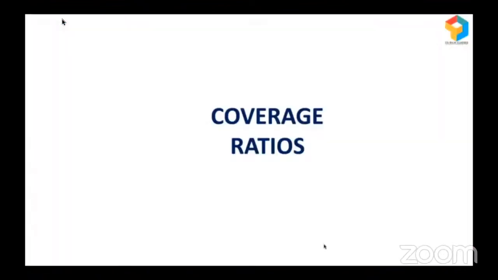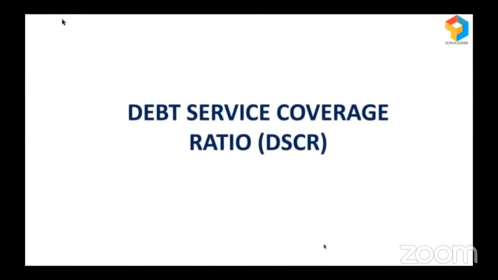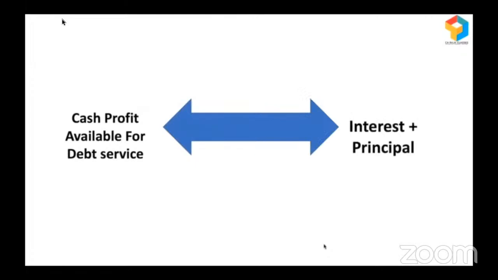Next, we'll move on to coverage ratio. In that, first I'm going to explain debt service coverage ratio. We call it DSCR. This ratio is calculated to measure the repayment capacity of a borrower when he approaches a bank for a term loan. So how is repayment capacity measured? It is measured by finding out the cash profit available for debt service and comparing that with the repayment obligation for every year, which is interest plus principal.